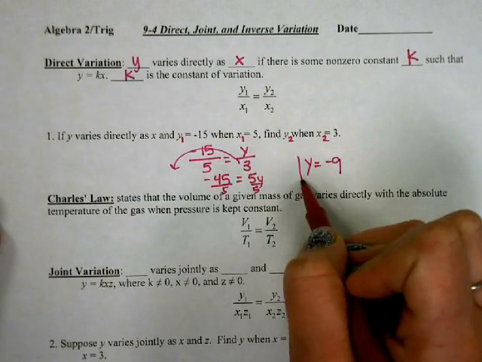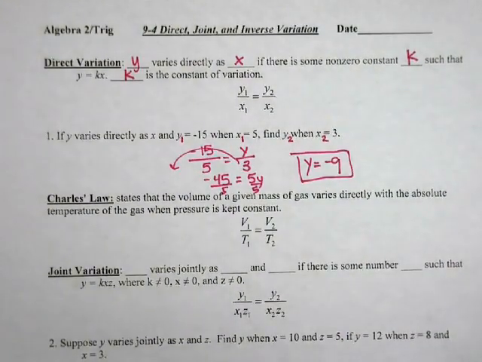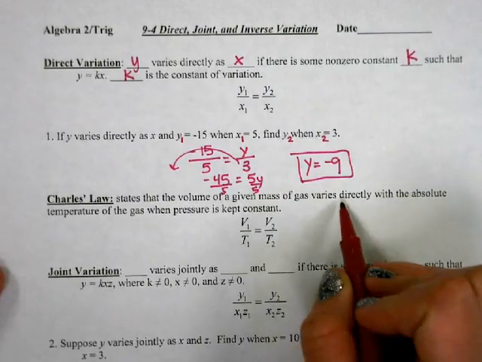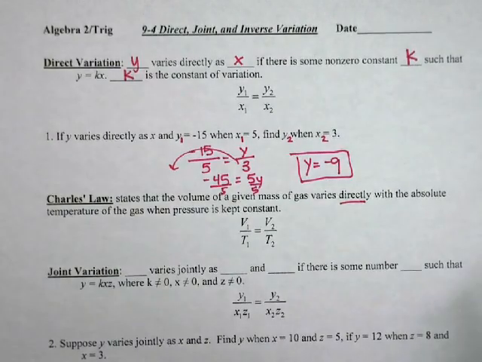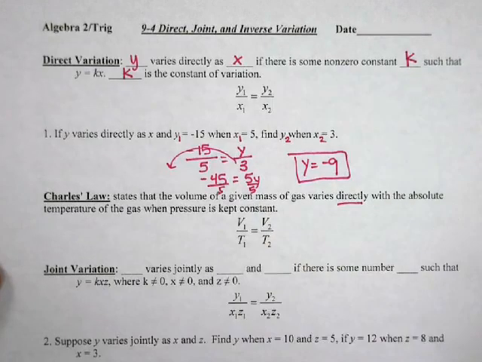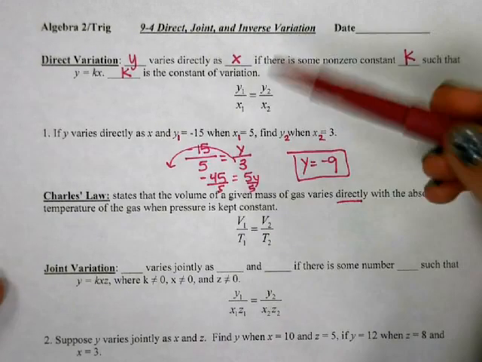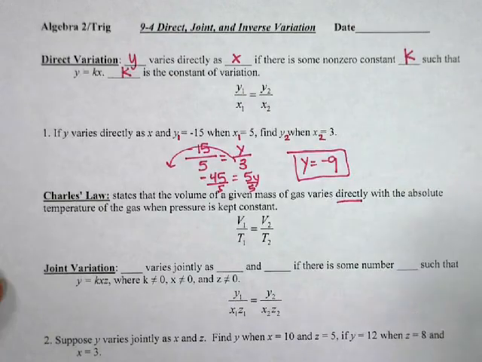In chemistry, you may have seen this as Charles' law. And Charles' law says that the volume of a given mass of gas varies directly with the absolute temperature of the gas when the pressure is kept constant. So the pressure is the k. So there's Charles' law. So you've probably seen that before in chemistry. All right, so that's direct variation. Notice in direct variation, I'm dividing my variables.